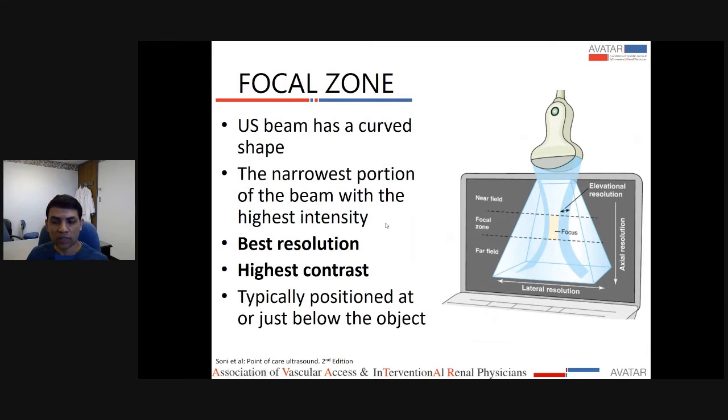Focal zone is the next important concept that we need to talk about. Now, when the ultrasound wave is generated and it comes out of the probe, it has a curved shape, as shown in the image on the right. The focal zone is the narrowest portion of the beam with the highest intensity just before the waves diverge, and it is shown by the yellow color on the cartoon. This is the area where the resolution is the best, and the contrast intensity is the highest. So typically, we want our objects of interest to be within this area.